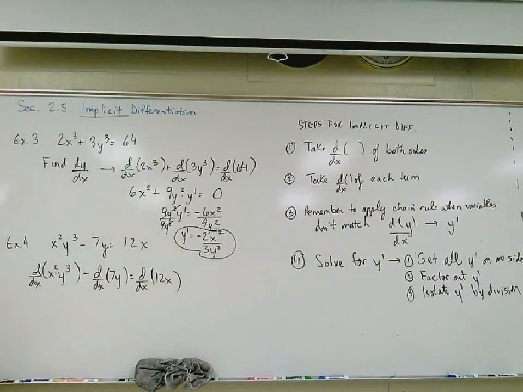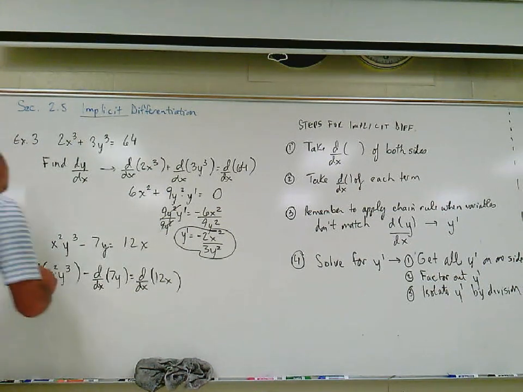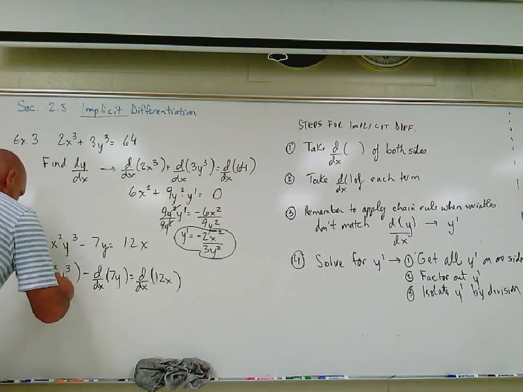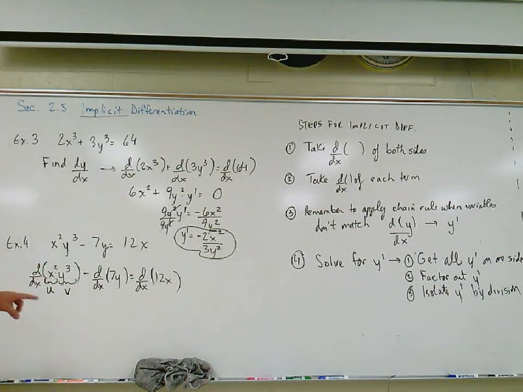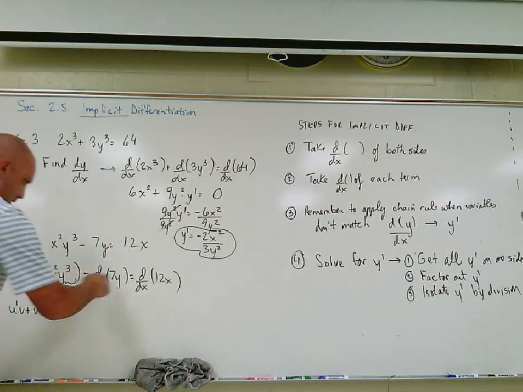The second two should be easy, right? The derivative of 7y and the 12x should be easy. But the question is, how am I going to do the derivative of x squared times y cubed? Because it's multiplication. Well, what rule do you have to use anytime there's multiplication of functions? Product rule. So I'm going to call x squared u and call the y cubed v, and write my product rule out. It's u prime v plus v prime u. Then minus, I already know what that is, equals that.